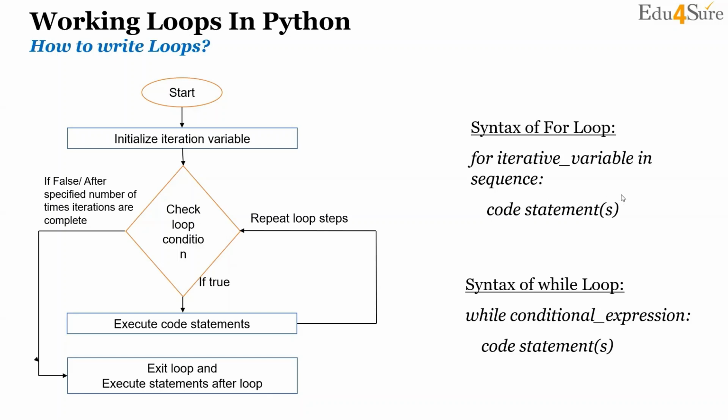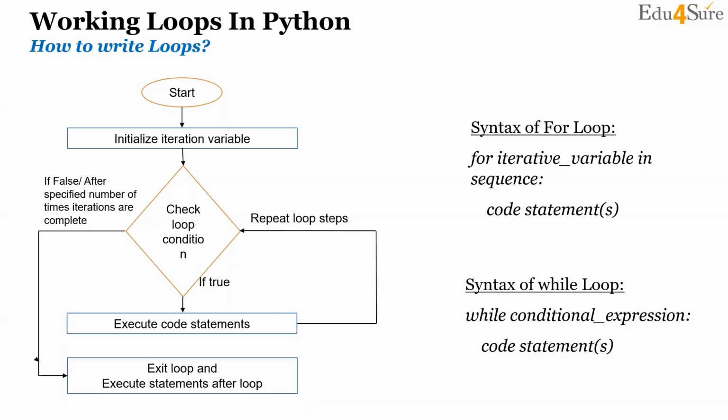The given code statements under the loop are executed the number of times the iterations are given. In case of for loop, since the number of iterations is known in advance, till the specified number of iterations are completed, the loop repeats itself. Once the number of iterations are completed, the loop exits and any statements following the for loop begin to execute.